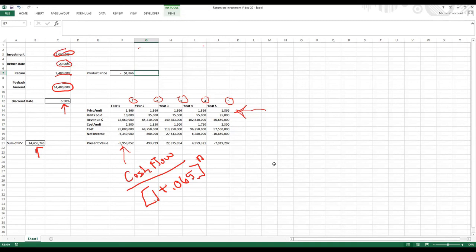And so what this calculation has told us is that if we price our product at $1,866, we will generate a present value of the net income streams year after year that's equal to paying back our investment and generating our return of $2,400,000.